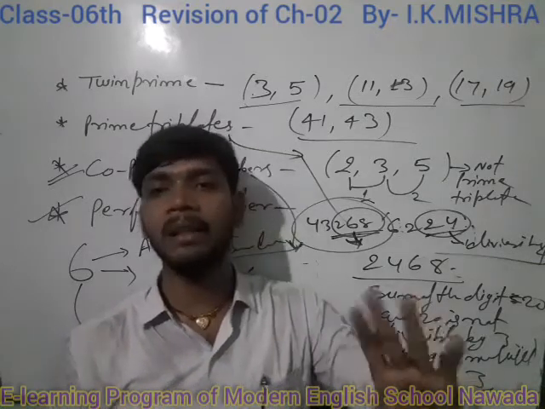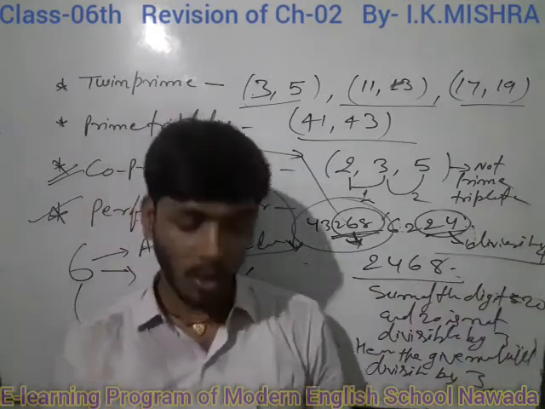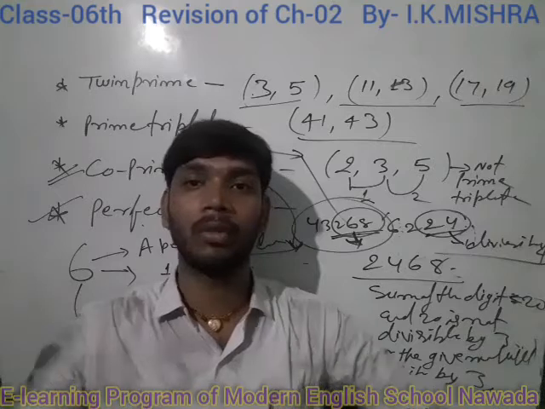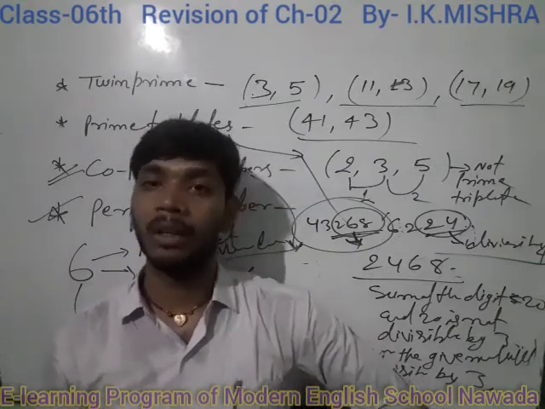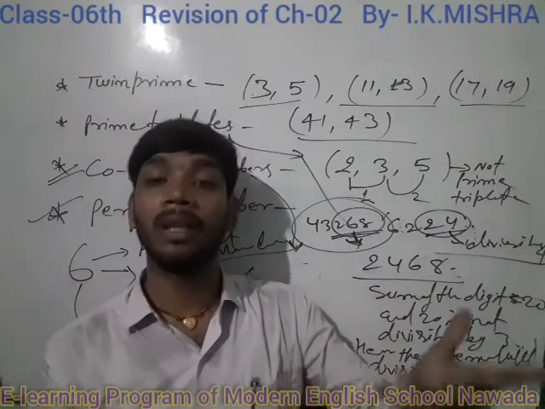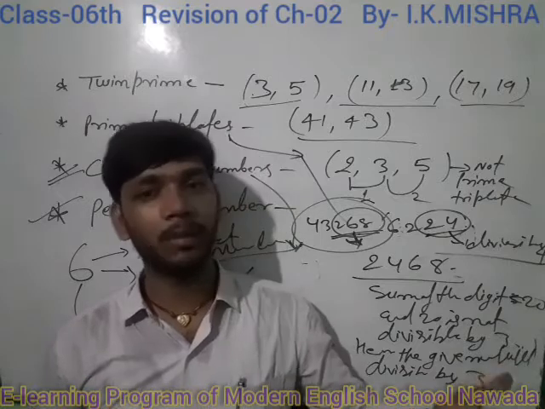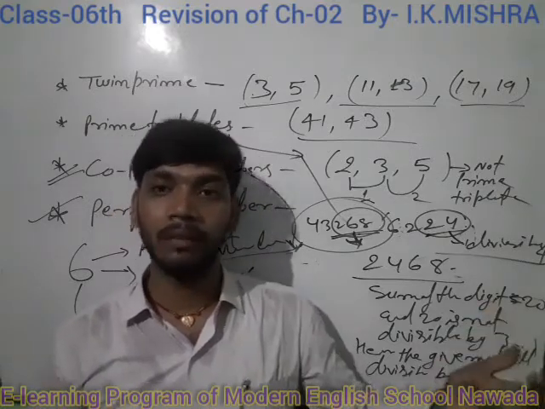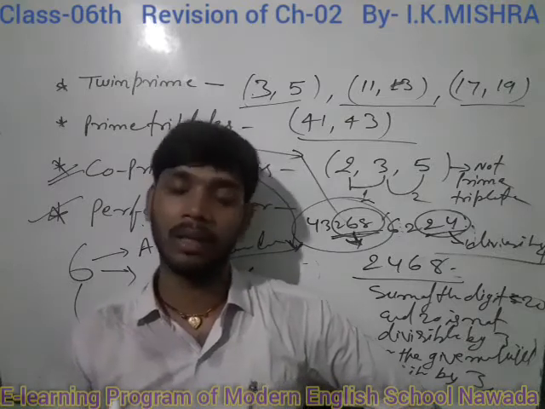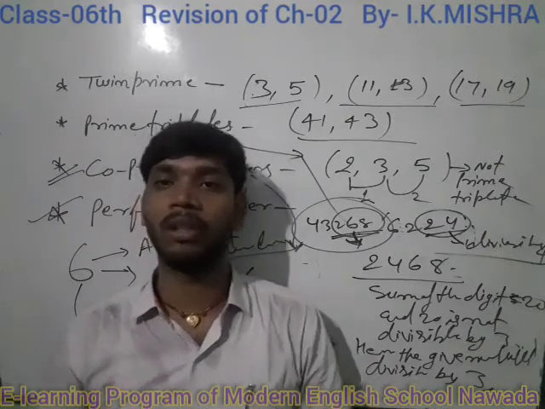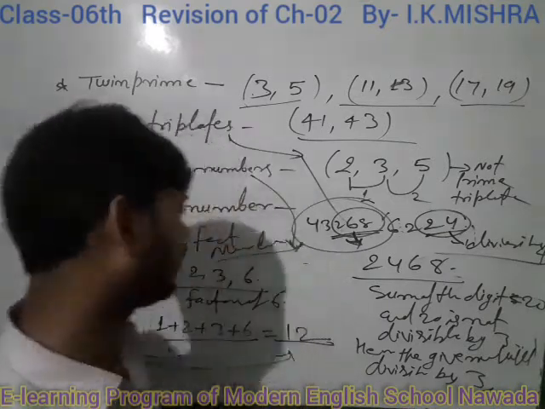Divisibility of 9 is exactly like the divisibility of 3. If the sum of the digits of the number is divisible by 9, then that number will be divisible by 9. And you have to know the divisibility of 10. That means if the unit place is 0, then that number will be divisible by 10. And you have to know up to the divisibility of 11. Divisibility of 11. Understand?